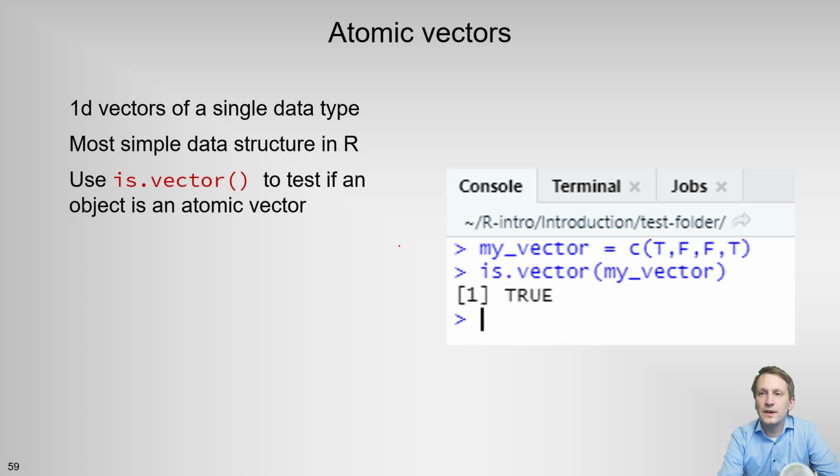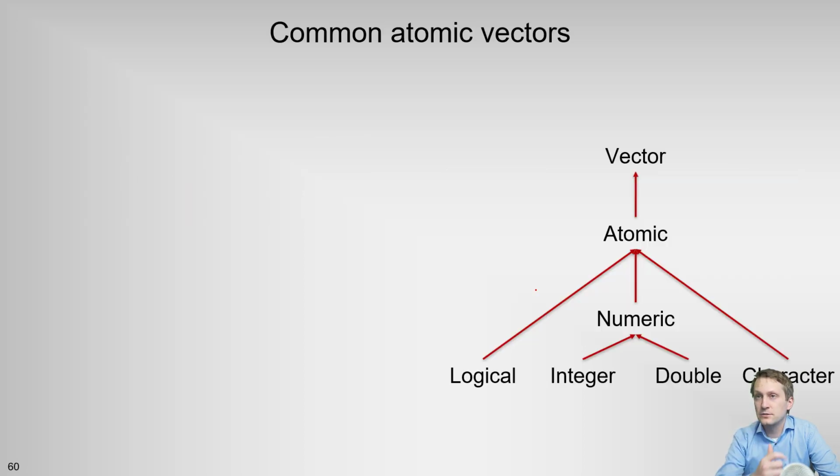You can use the is.vector function to test if an object is an atomic vector. Here you see that my vector is an atomic vector. It's a binary one, because it contains TRUE, FALSE, FALSE, TRUE. So it's a single data type that's logical, or Boolean, true/false statements, and it has 4 elements. When we run is.vector of my vector, it tells us TRUE. So this is an atomic vector.